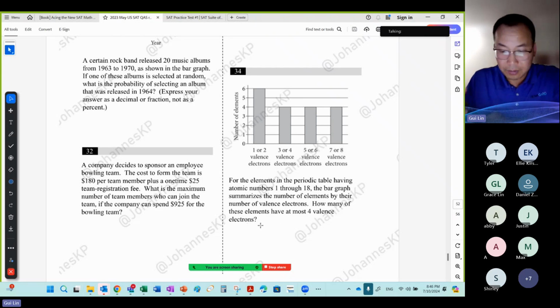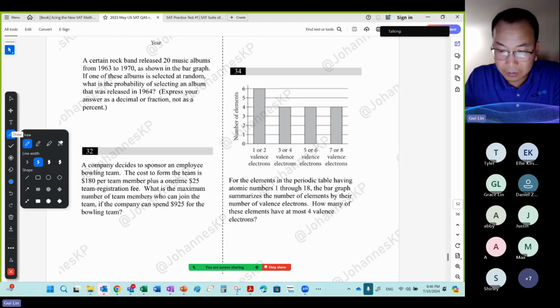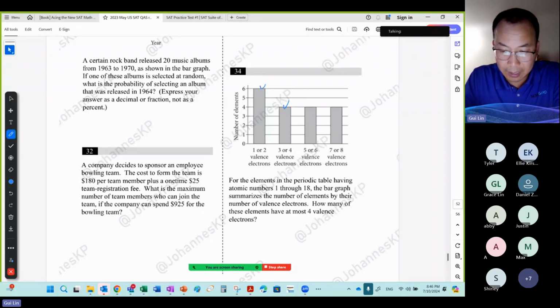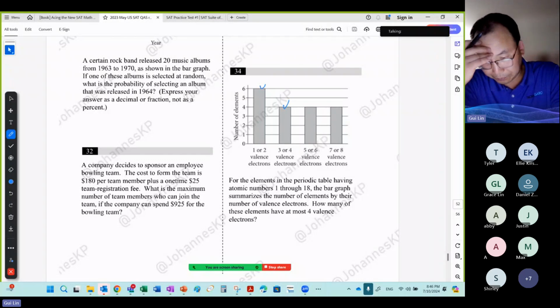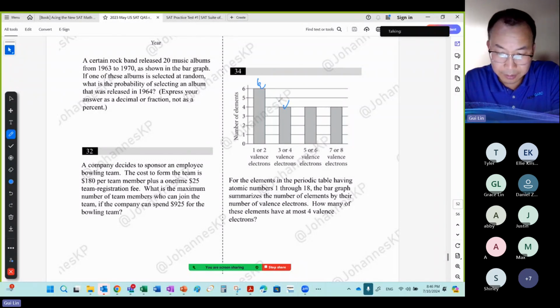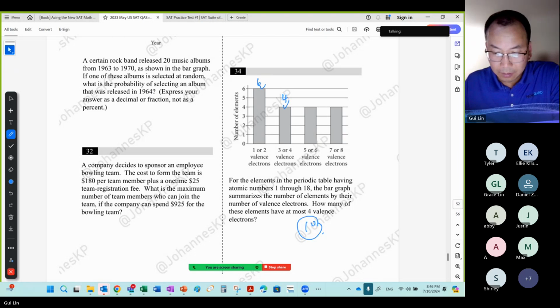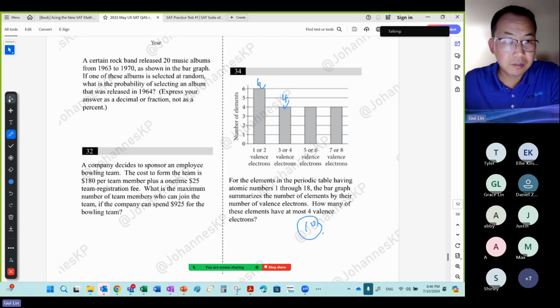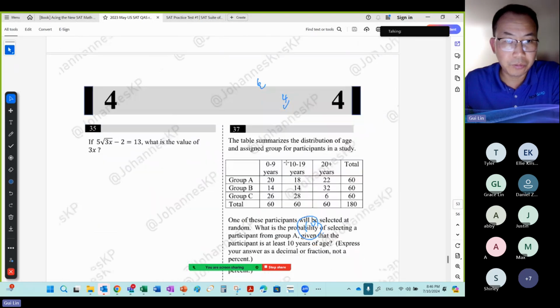Maximum of 4, so maximum 4 here. So right here, only these 2, right? 1 or 2, 3 or 4. How many? Here have 6, right? Here have the 4. So totally 10, right? That's all. This is pretty easy to go through, right?